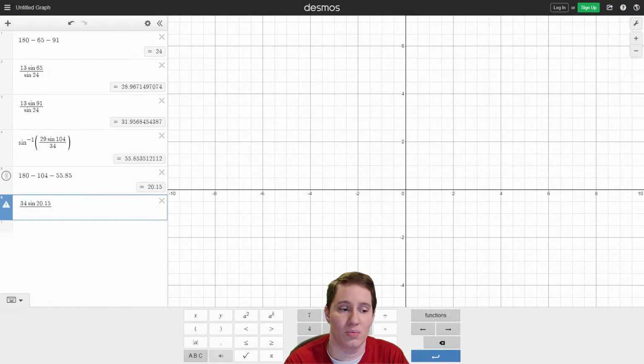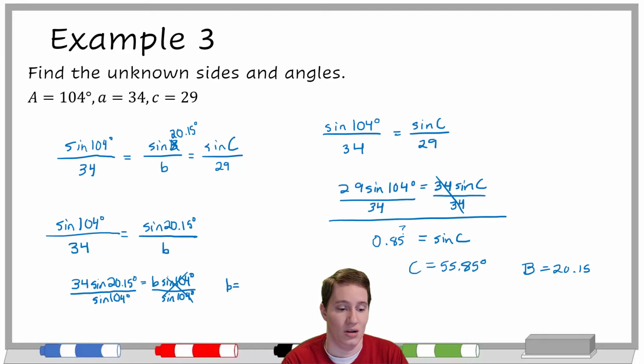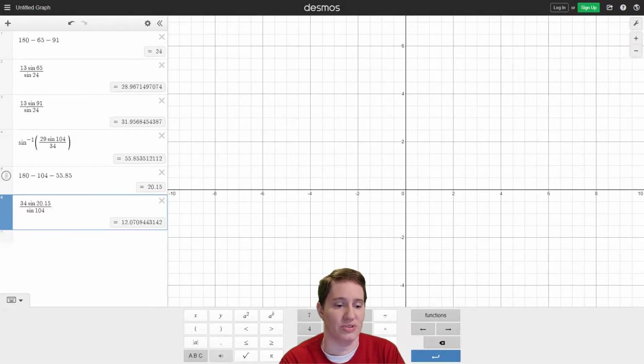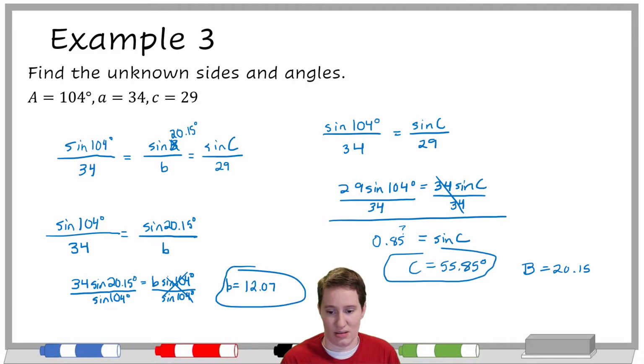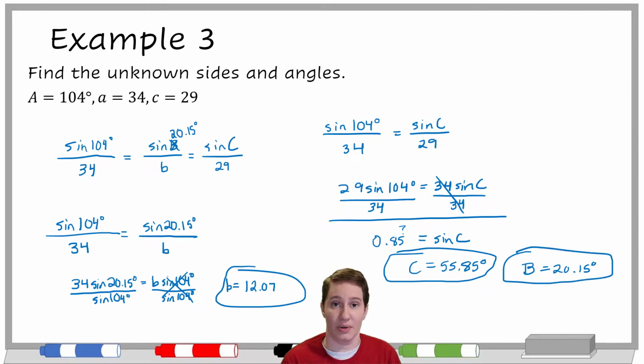Divided by sine of 104. Yes. So that's 12.07 for B. So box our answers. 1, 2, 3. Oh, this needs a degree symbol. There we go. That was an example of side-side angles. So just remember that if you end up with sine of something, you're not done. You have to use inverse sine to finish it to get the angle.